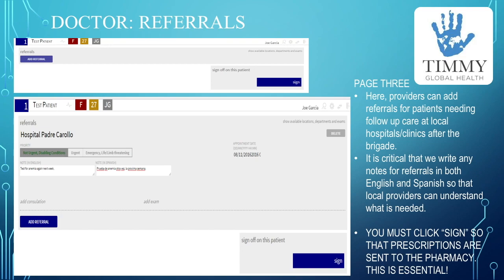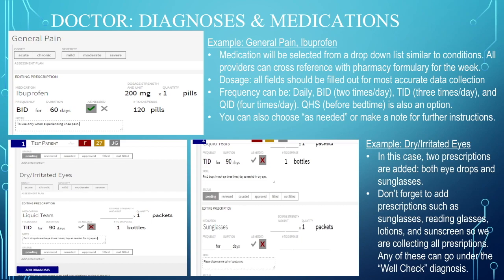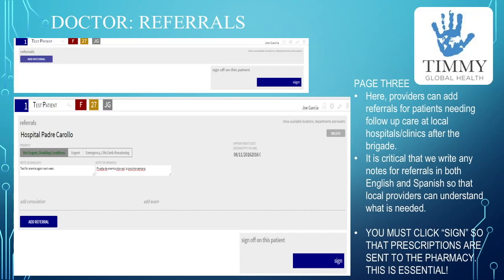Okay, and then remember to get to the 3rd page, we're going to hover on the right side of the screen, and this will take you to page 3. And this is the other type of follow-up that doctors can provide. So the other option compared to follow-up is a referral. And a patient referral is for anyone that needs follow-up care through a local hospital or a local clinic after the brigade. You can check with your local MPC as to what options are available, but here in this example, I've added one in Quito, Ecuador.